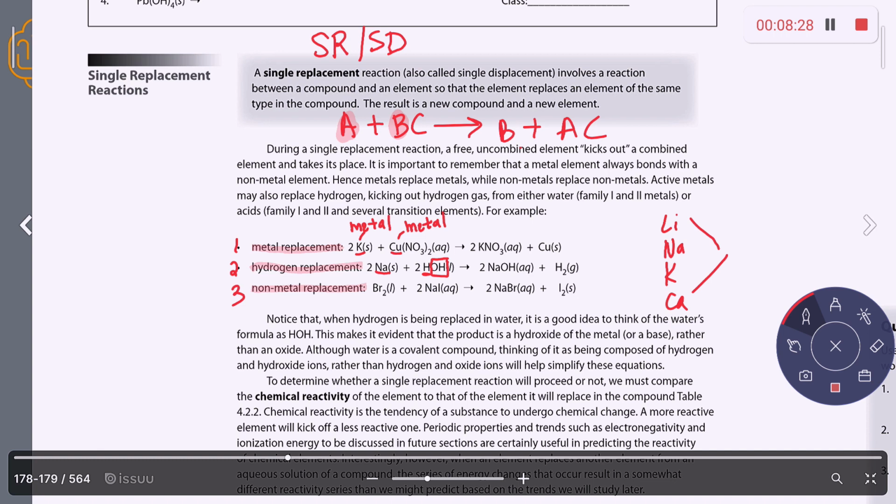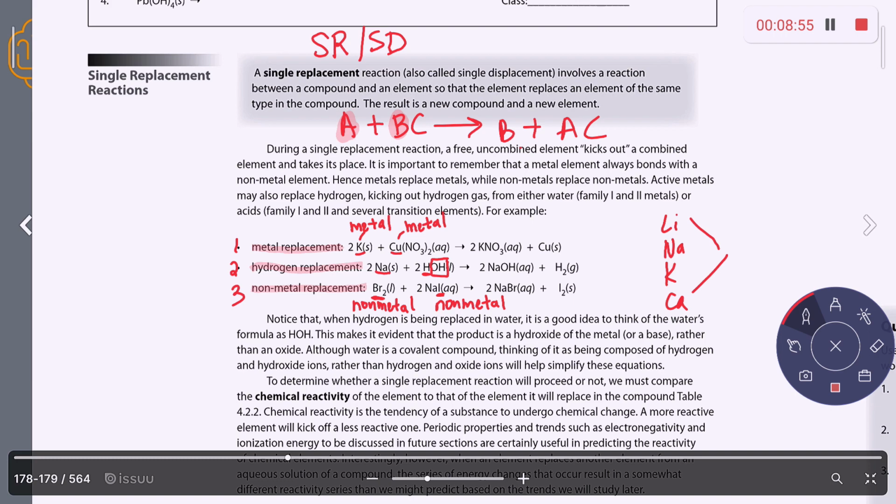The next one is non-metal replacement. Bromine is a non-metal. It's specifically a halogen. If it is higher on the list than the other non-metal that is in the compound, then this will react, and you're looking at the halogens on the right-hand side of the activity series on the next page, okay? So let's take a look at some practice problems.